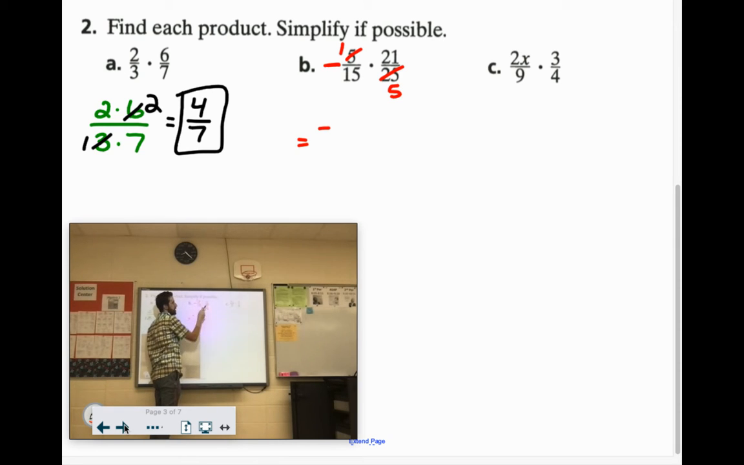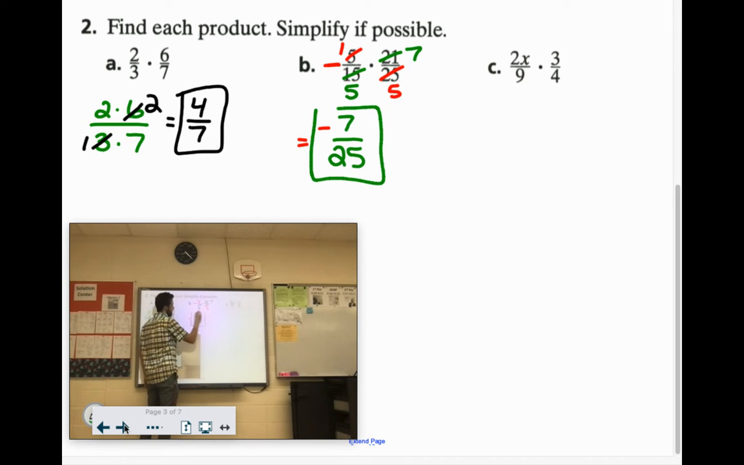How about 15 and 21? Those are both divisible by 3. 3 goes into 15 5 times, 3 goes into 21 7 times. Negative 1 times 7 is negative 7. 5 times 5 is 25. See if you can simplify it. You cannot.